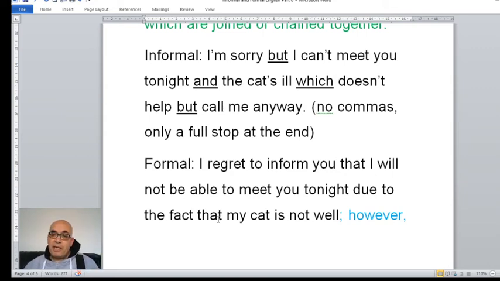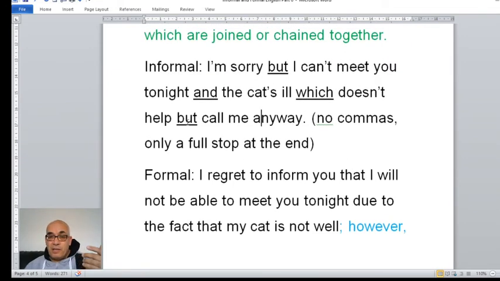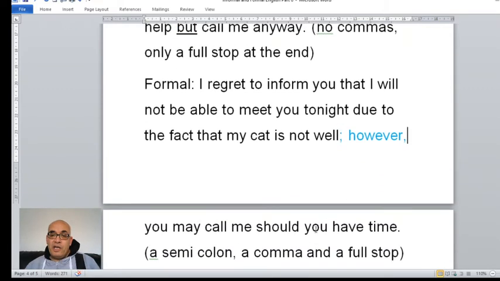Due to the fact that my cat is not well. So I don't say fine, again I say well, because fine is informal. However, however is formal, but here but is informal. However is formal. I use a semicolon, however, comma. However, you may contact me should you have time. Should you have time means if you have time. But if you say if you have time, this is informal. Should you have time, this is formal English. And it's better to say you may contact me than you may call me, because contact me is more formal than call me.